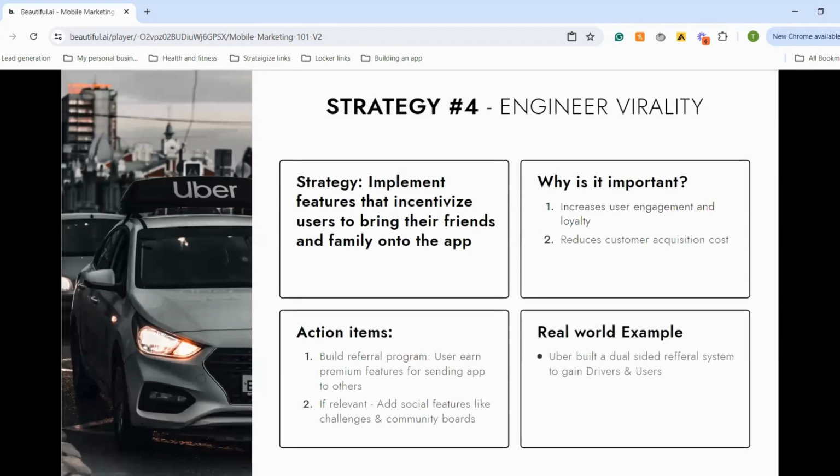The next product strategy is engineering virality. So implement features that incentivize users to bring their friends and family onto the app. So why this is important is it increases user engagement and loyalty, reduces customer acquisition cost. And some action items here to implement this in your product would be build a referral program. Allow users to earn premium features by sending this app to others.